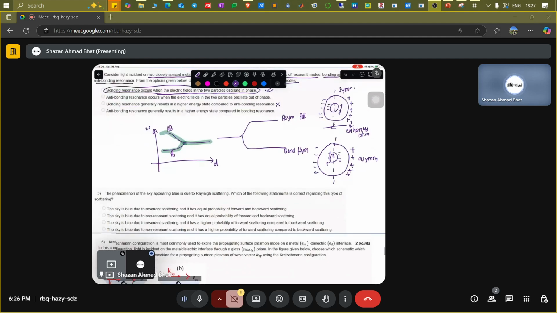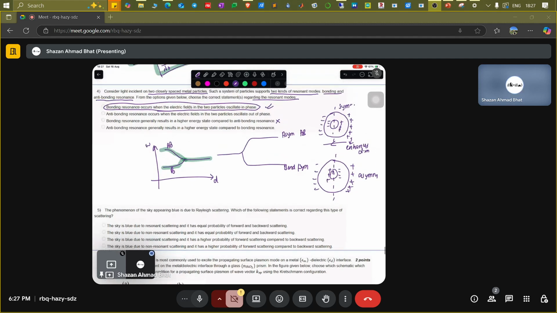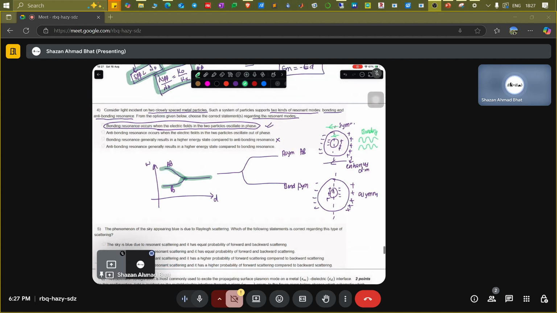The electric field, yeah, that is the point basically. So when these oscillate in phase, the electric field here is the electric field of this outer particle. Let's say for example the two particles oscillate in phase, then it gives rise to the bonding modes. So that is basically what you can understand from this configuration.